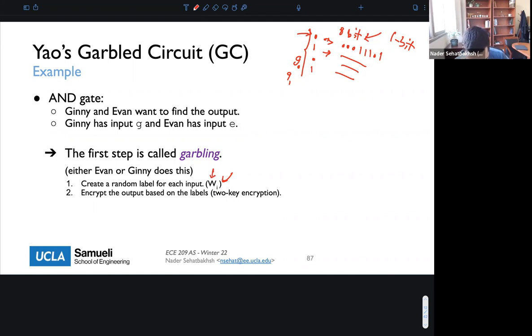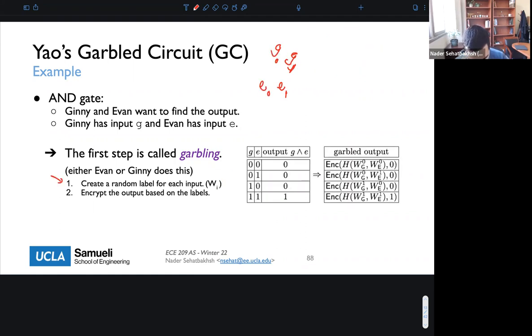Then the next step is basically encrypting the outputs. So what we do is also assign some labels to the outputs. But in order to make the output a function of the inputs, we create some encryption, let's say something like AES, which we're going to talk about in the next lecture.